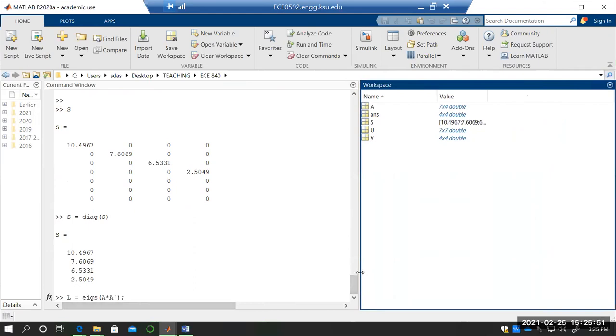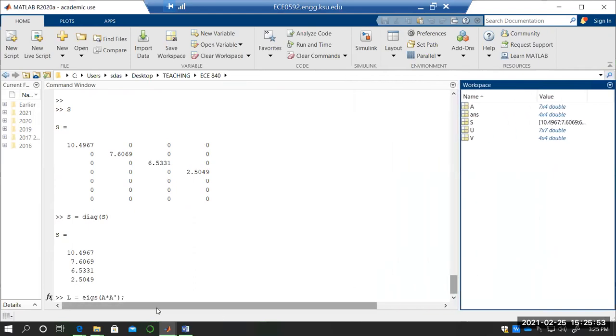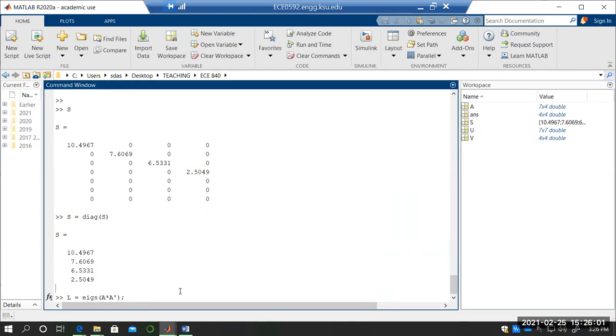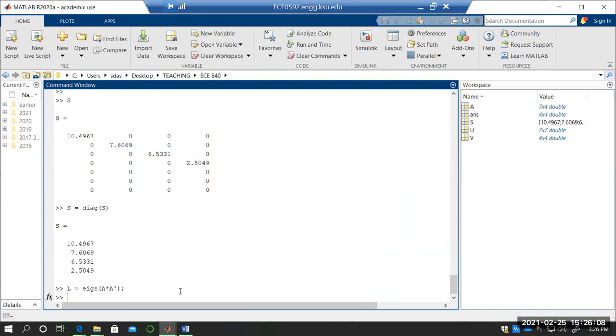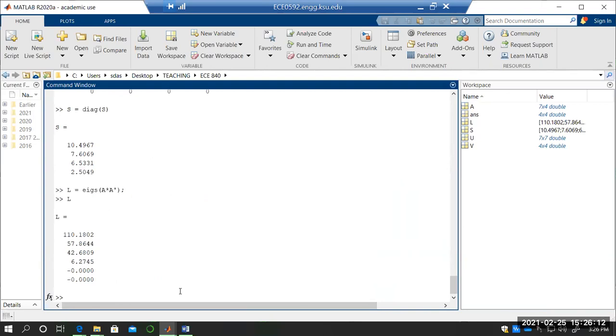But what would be the rank of A A transpose? 4. It would still be 4. In other words, it would have only 4 non-zero eigenvalues. So let's take a look. This is A. Oh, I have to take the square root. Never mind. The square roots of the eigenvalues of A A transpose.